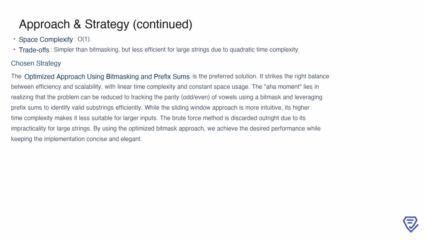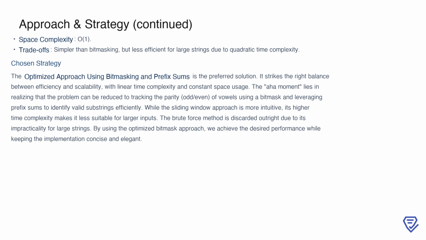While simpler to grasp conceptually, this method has a worst-case time complexity of O(n squared), as adjusting the window and verifying conditions can take linear time. Space complexity remains O(1), but the quadratic runtime makes this approach less suitable for large inputs. Ultimately, the optimized bitmasking and prefix sum strategy stands out as the preferred solution. It balances efficiency and scalability with its linear time complexity and constant space usage.